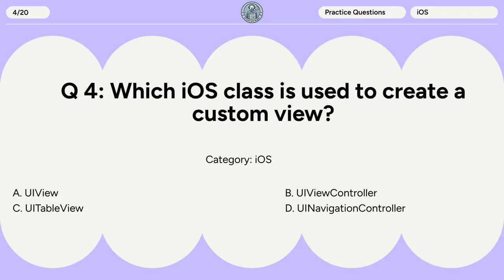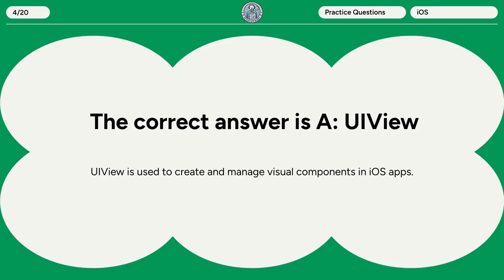Question 4. Which iOS class is used to create a custom view? A. UI view. B. UI view controller. C. UI table view. D. UI navigation controller. The correct answer is A. UI view. UI view is used to create and manage visual components in iOS apps.